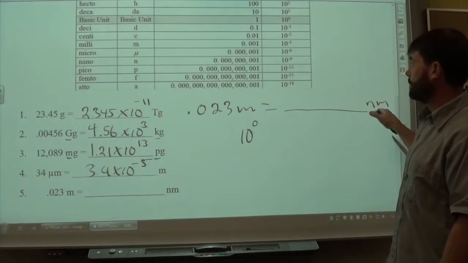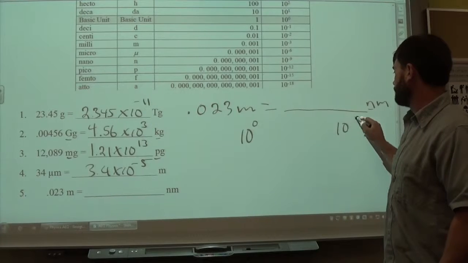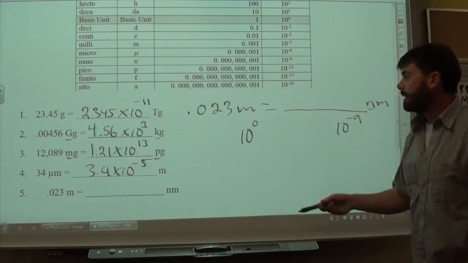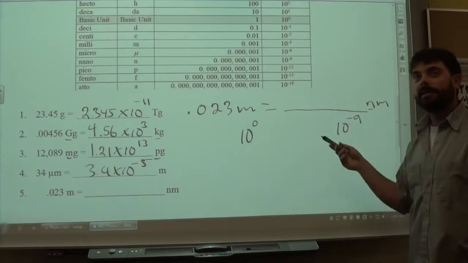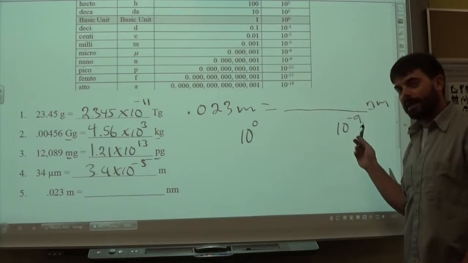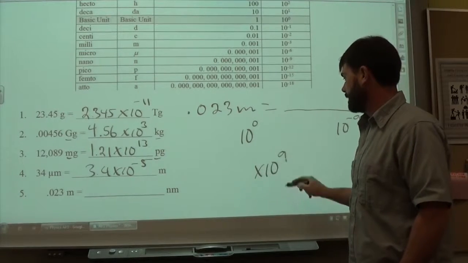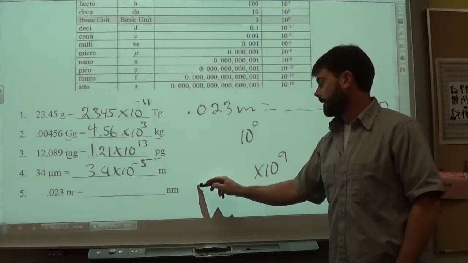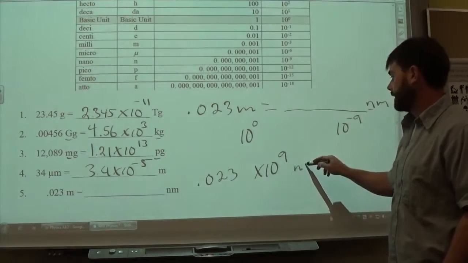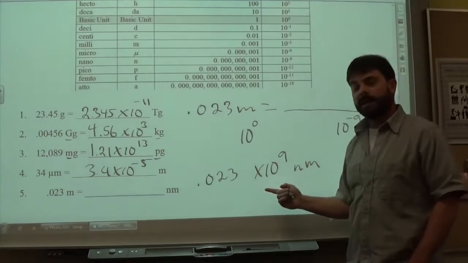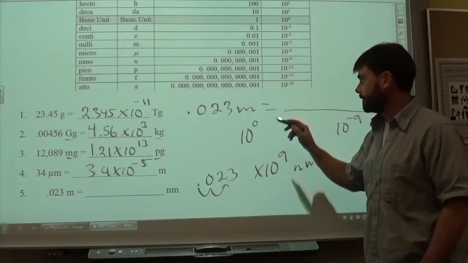And then we're going to nanometers. There's the n. Nano is 10 to the negative 9th. Okay? We're going to subtract 10 to the 0 minus negative 9, which gives you a positive 9. That is a double negative, right? So there's our times 10 to the 9th, our 0.023, and this is our nanometers. That would be, again, the right value. However, we want the decimal placed between the 2 and the 3.